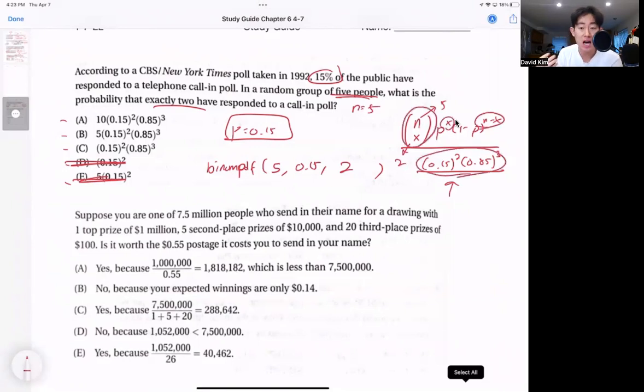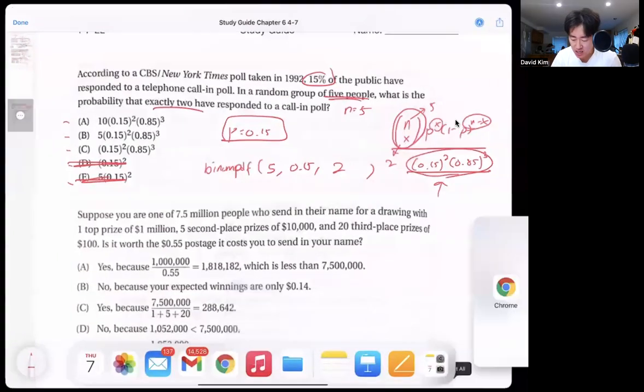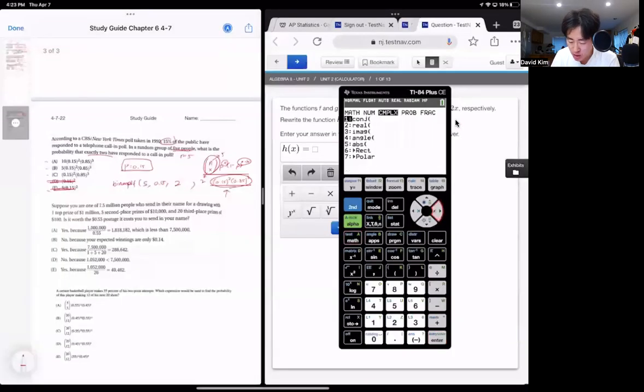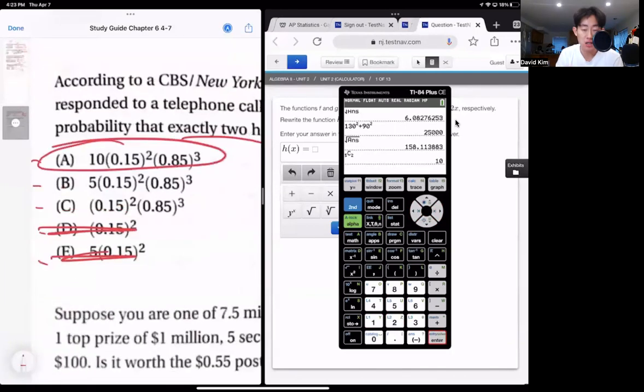Now, how do I calculate the combination of n and x? Remember, that is on the calculator under math, PROB, and we're going to do number 3, nCr. We have 5 people and we're selecting 2, and the value of that becomes 10. And so this is going to be the correct answer.